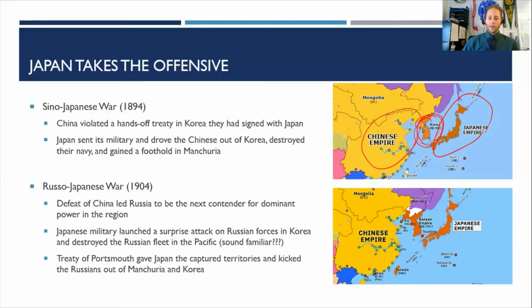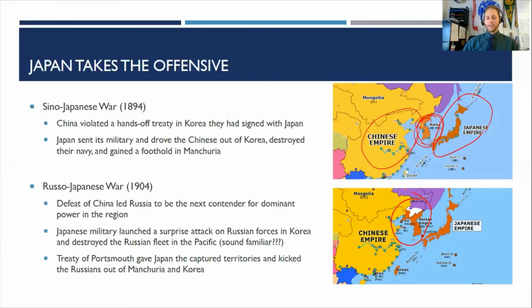The Russo-Japanese War in 1904. This is a conflict between the Russians and the Japanese, where the Russians are also trying to maintain influence over Korea and the coastal region around Japan. Japan, again, wants to assert their dominance and show that they're a big kid.